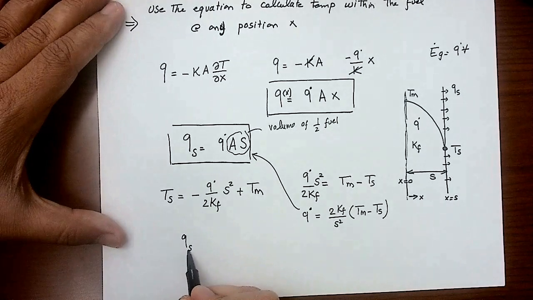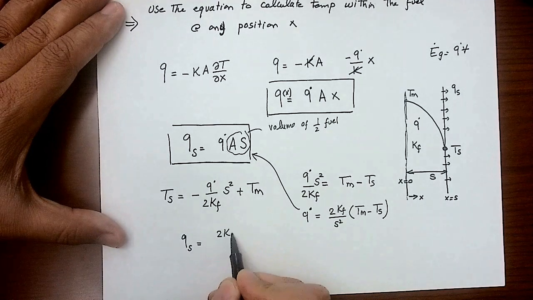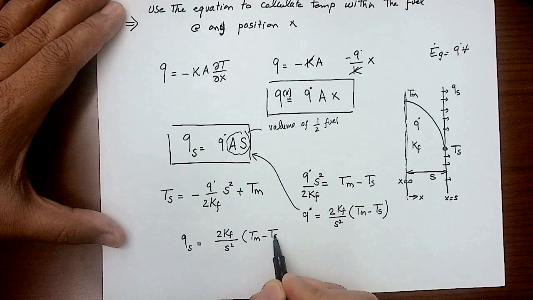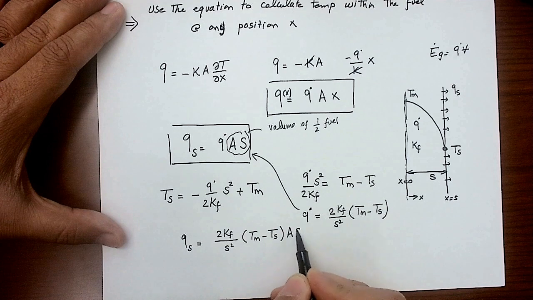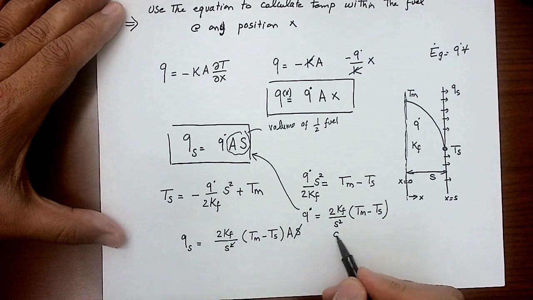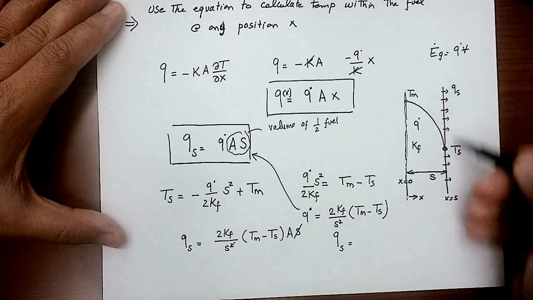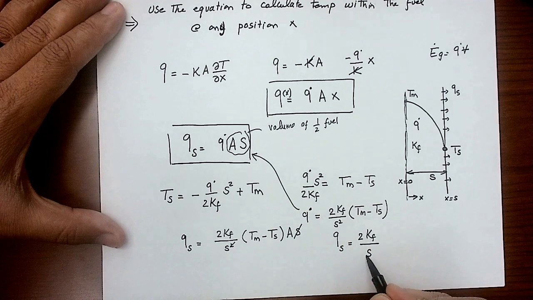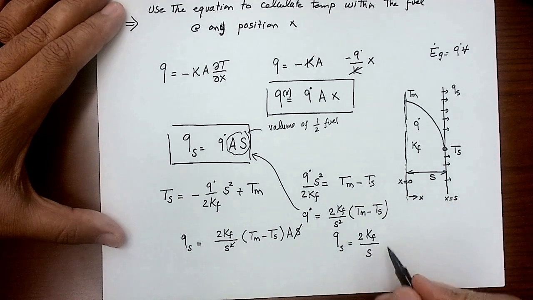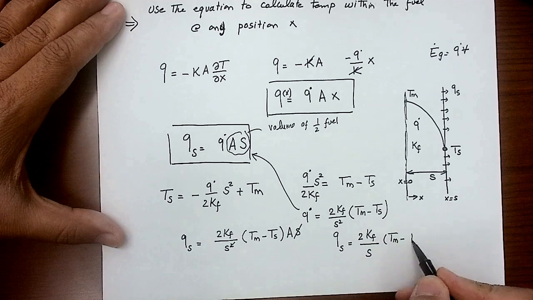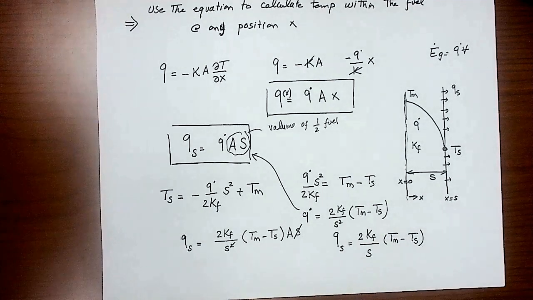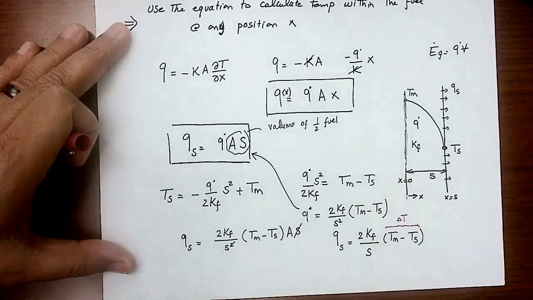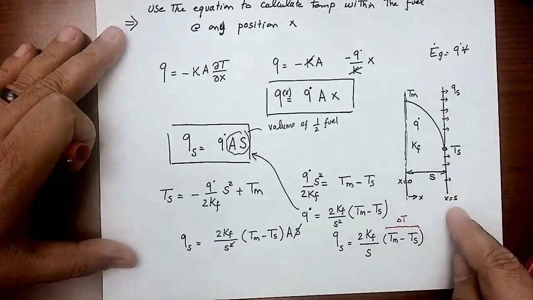So I will have QS equal to 2Kf divided by S squared times T max minus Ts, multiplied by A times S. S goes with the square. So I will end up having Q surface, the Q leaving that surface, equal to 2 times the thermal conductivity of the fuel divided by half of the thickness of the fuel, which is S here, times T max minus T surface. Does that remind you of something? That's actually a delta T between these two faces, and that QS is leaving that face.